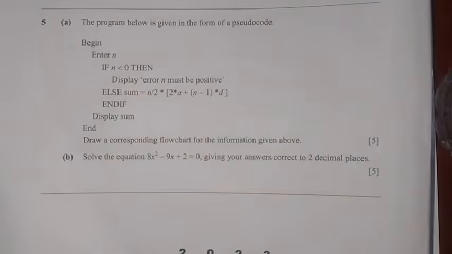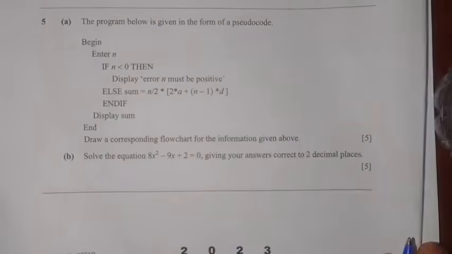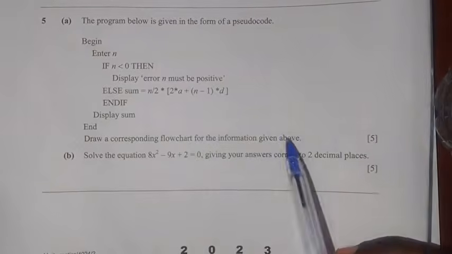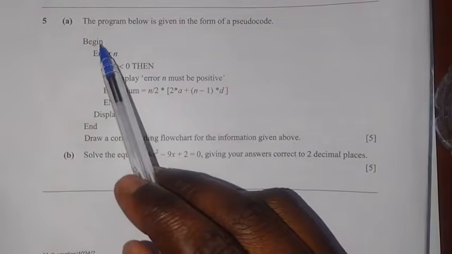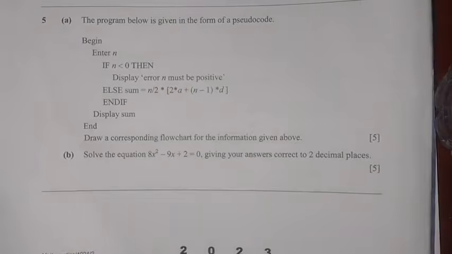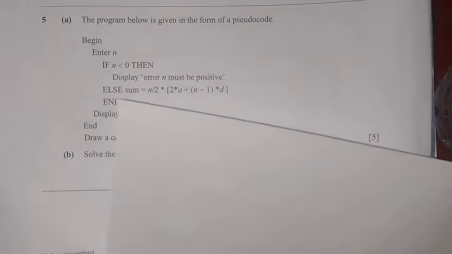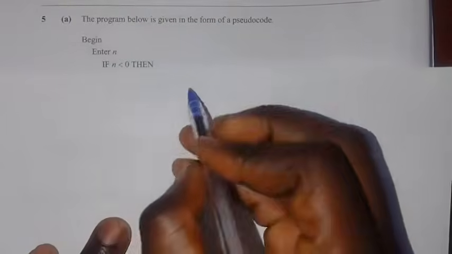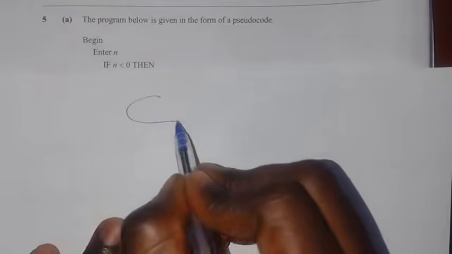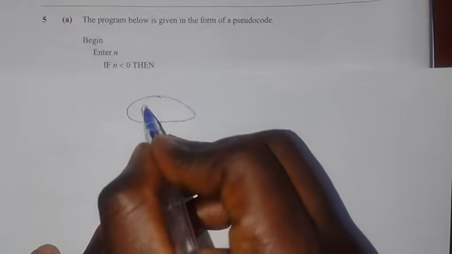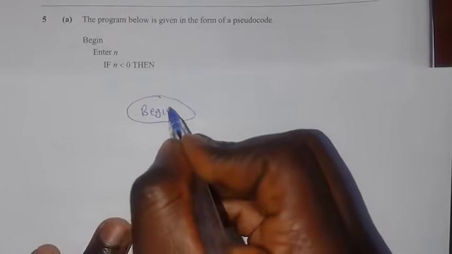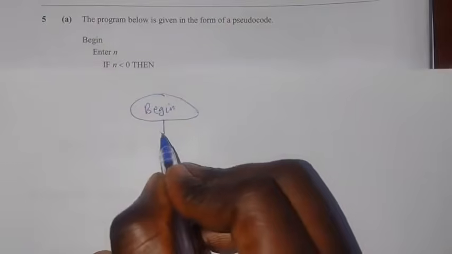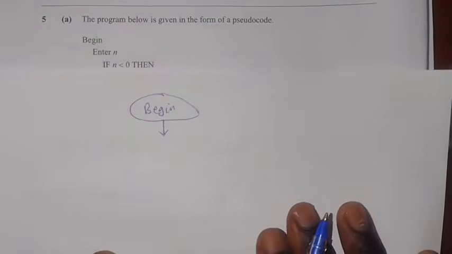Let's look at the question now. The question is saying we need to draw a corresponding flowchart for the information given above. So we have the beginning of the program here. We are going to start with an oval shape like this. Then here we write begin. From here you need to indicate the arrow like this.